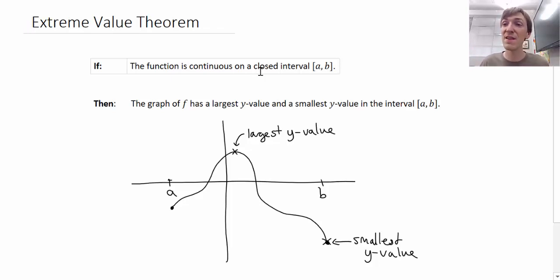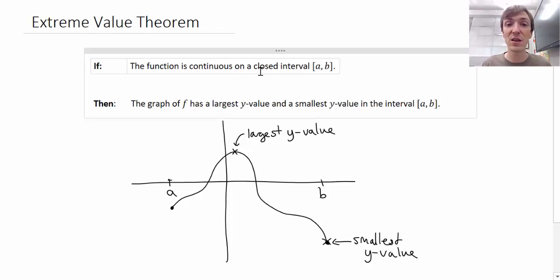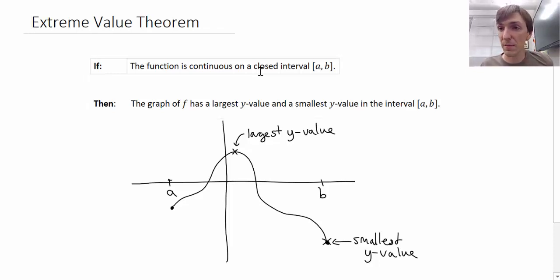All right, so in this case, the if is, if the function is continuous on a closed interval. And this time it is important that it be closed, that it actually contains the two endpoints. And in class, we'll talk a little bit about why that is. Then the graph has to have a largest y value and a smallest y value in that interval from A to B. Okay. So A and B are basically playing the same role that they did in the last theorem. And there's no C this time.